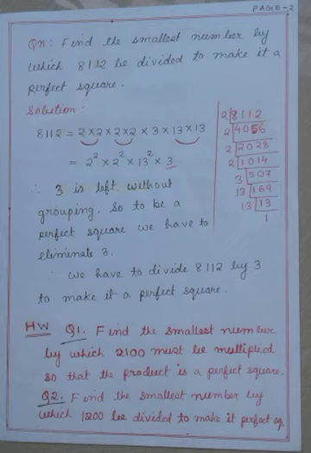169 is divisible by the next prime number, 13. 13 into 13 is 169. So, I divided 13 by 13, which gives 1. Therefore, 8112 is equal to 2 into 2 into 2 into 2 into 3 into 13 into 13. I can write it as 2 to the power 2 into 2 to the power 2 into 13 to the power 2 into 3. 3 is left without grouping. So, to be a perfect square, we have to eliminate 3. If we divide 8112 by 3, we will get a perfect square.